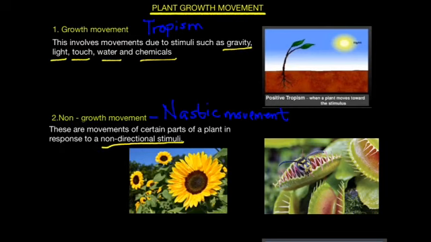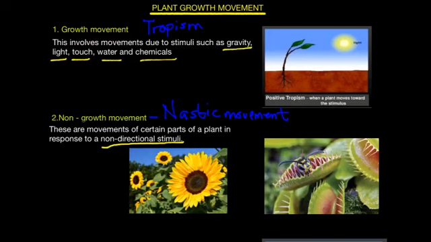Here in the growth movement we saw something like the plant bending towards the sun. This is what we call the directional movement, or unilateral stimulus coming from one direction, and then we see the plant growing towards it. In contrast to that, in the non-growth movement, the response of the plant is to a non-directional source of stimuli.